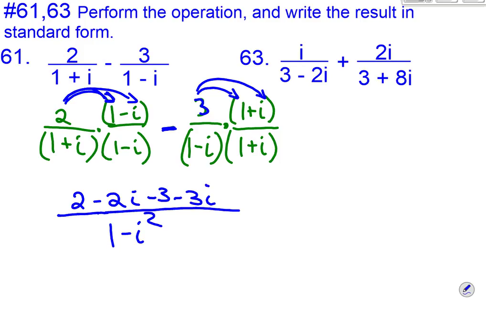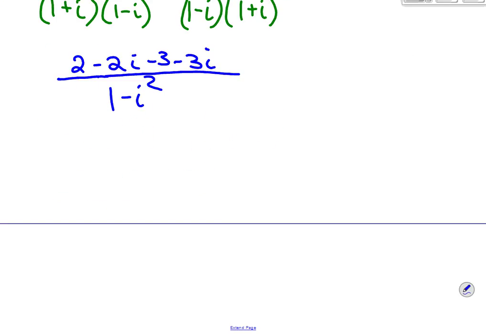Then when I get that simplified, let me go through this. I'll have 2 minus 3, which is -1, minus 5i over 2. When I write that in standard form, it's -1/2 minus 5/2 i. And so there's that problem.